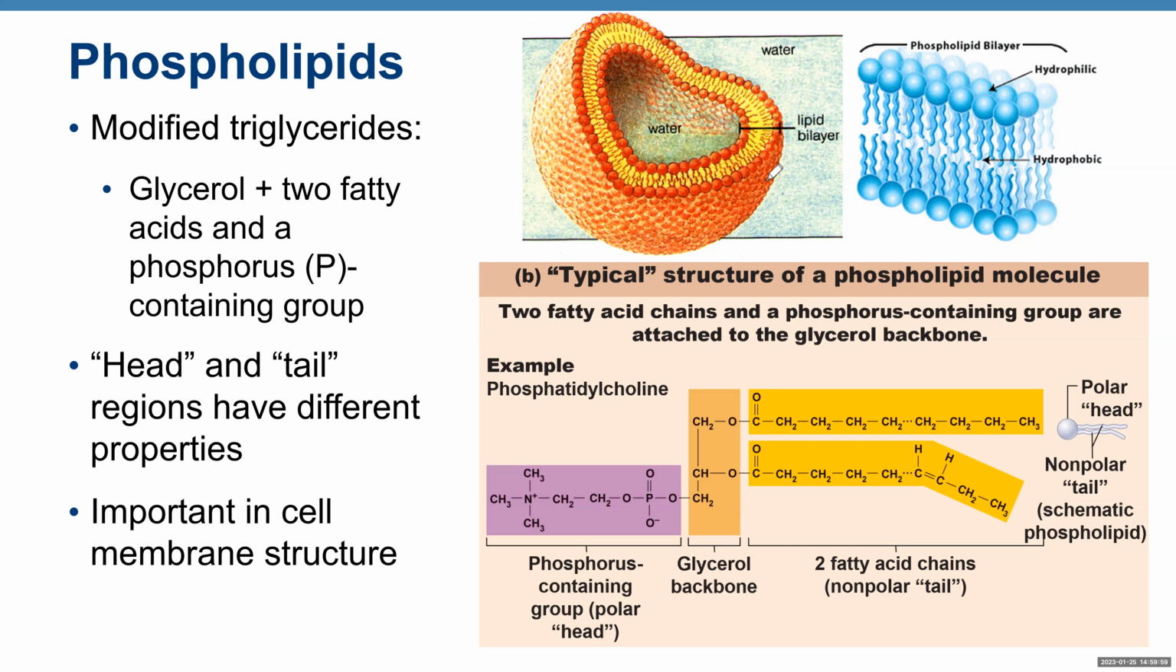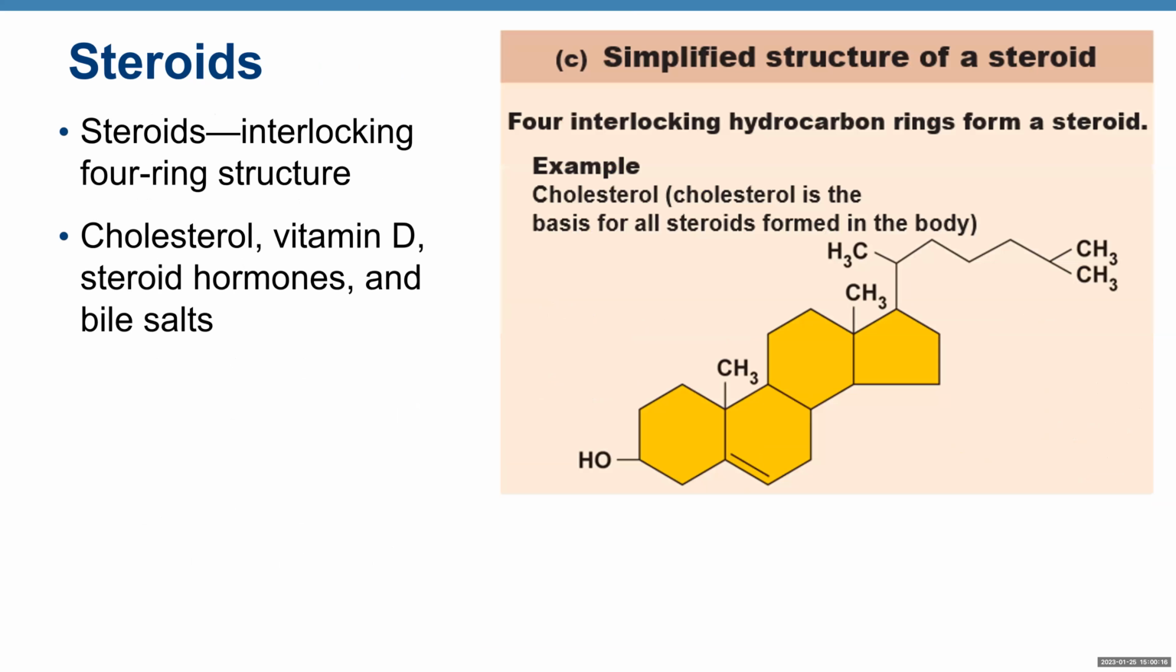And without this property, we would probably never have had cells on our planet. And if we wouldn't have cells, we wouldn't have living organisms, because the cell is the structural unit of any living organism. So life exists on this planet because of phospholipids.